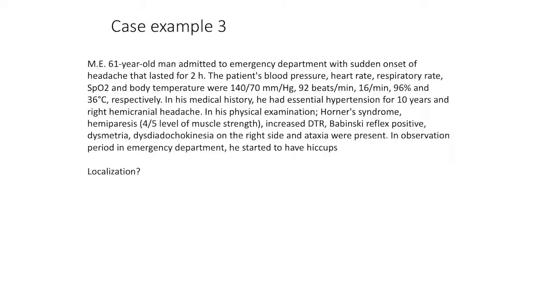Horner syndrome is a triad of ptosis, miosis, and anhidrosis, a lack of sweating, with disruption of the sympathetic fibers. In this case, this guy will get a Horner syndrome because the descending fibers are just on the lateral side of the medulla.